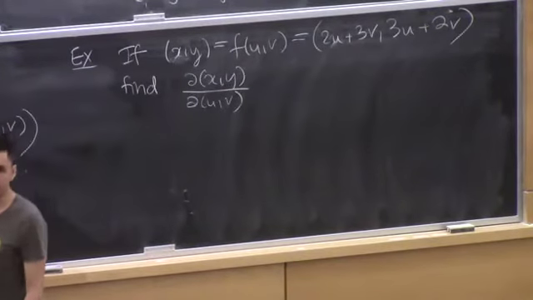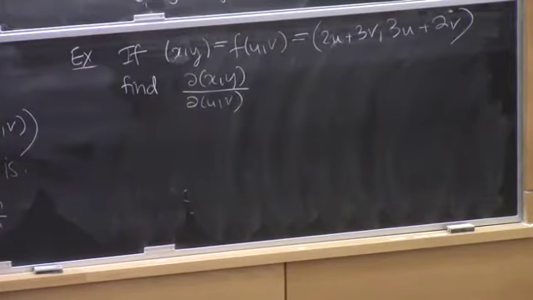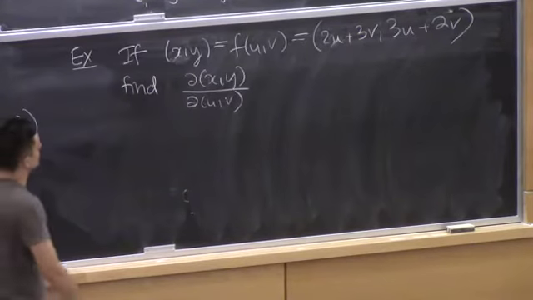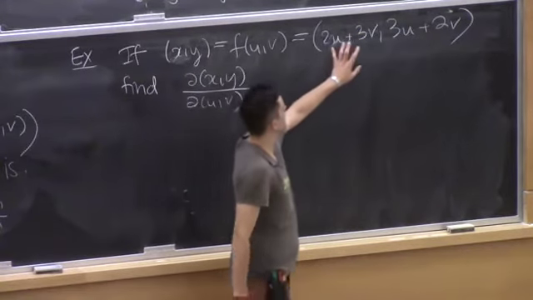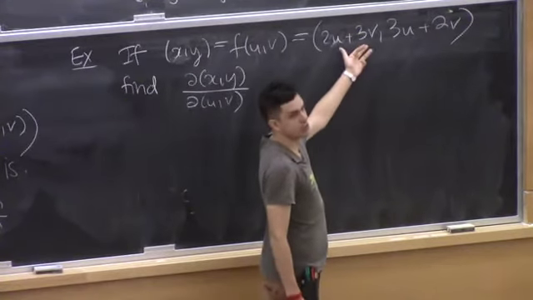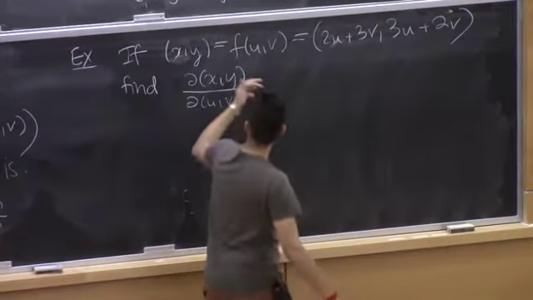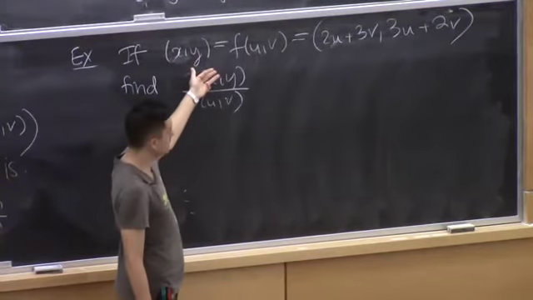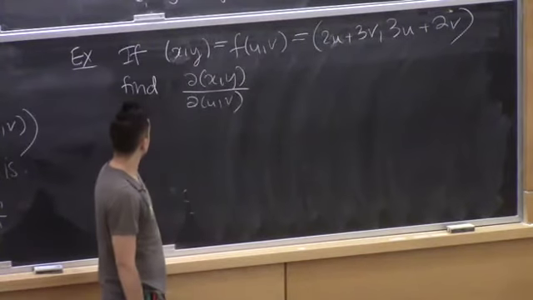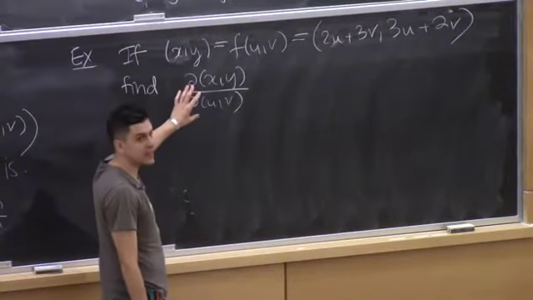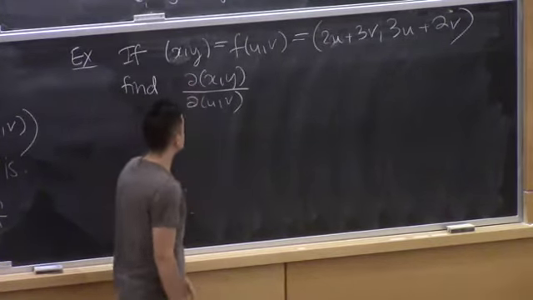Okay, so if we've got a change of coordinates that's given to us by the following formula, so we plug in our values u and v, they output our new coordinates x and y. We want to find the Jacobian matrix of this guy.